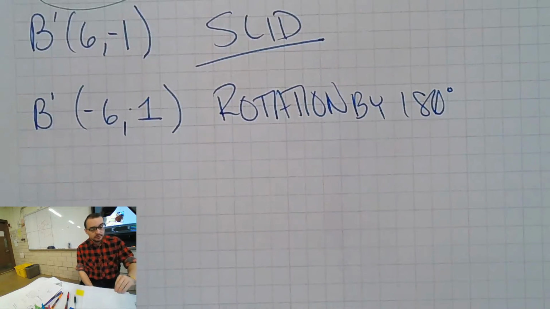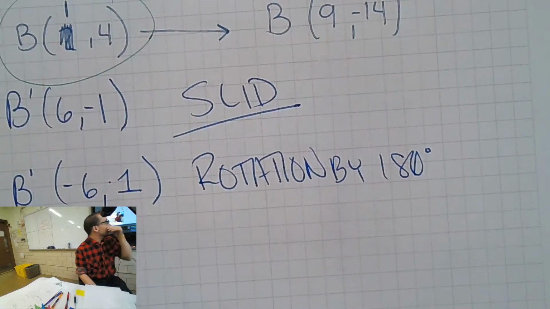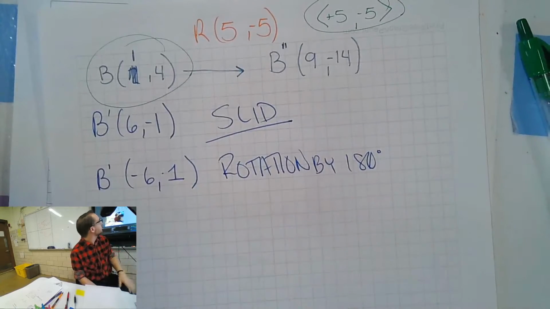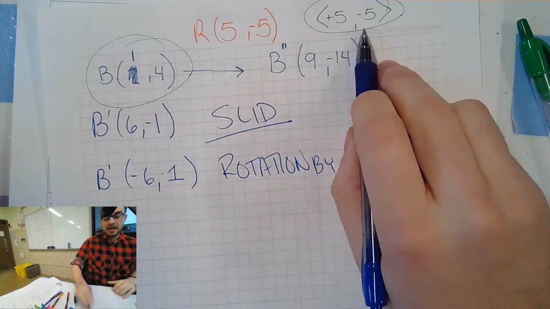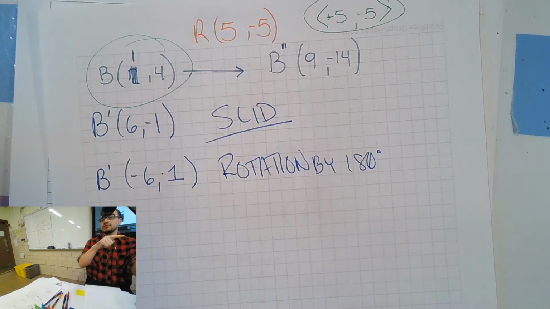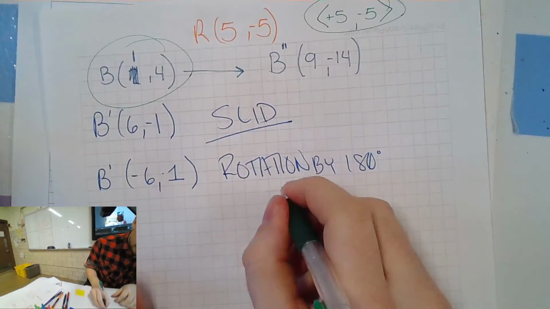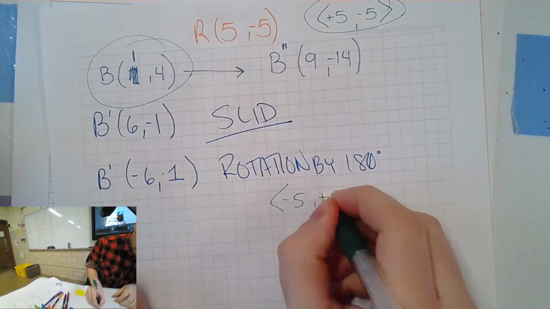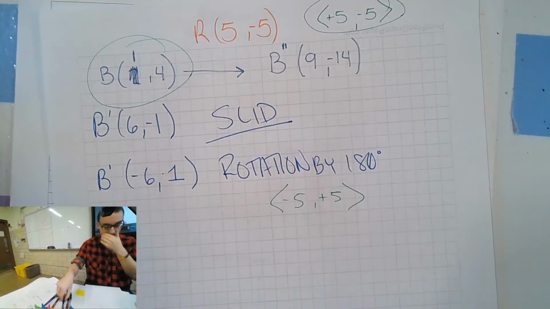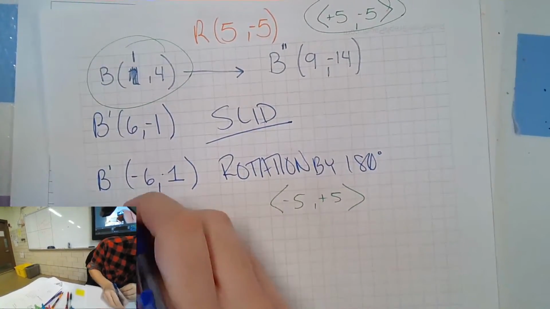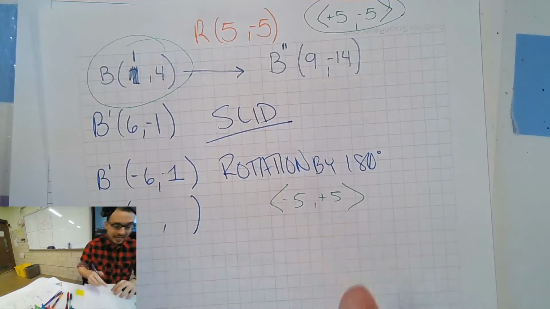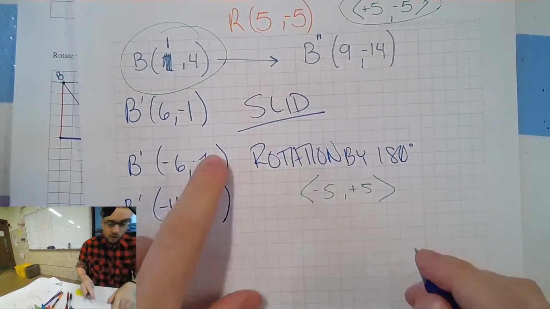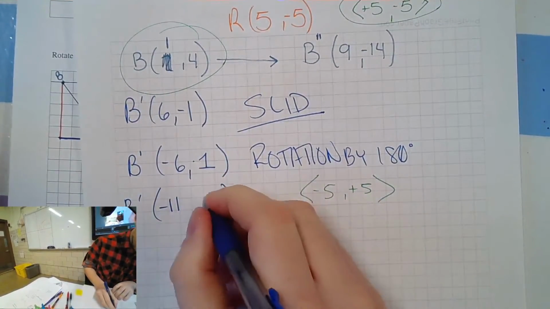So we slid it, and we got here. We applied our rotation and got that. Now we need to unslide it. So we slid by +5, -5. How do we undo a +5 and then a -5? -5, +5. So now we're going to slide it by this vector. How do we apply that? -6 becomes what? -11. And 1 becomes 6.